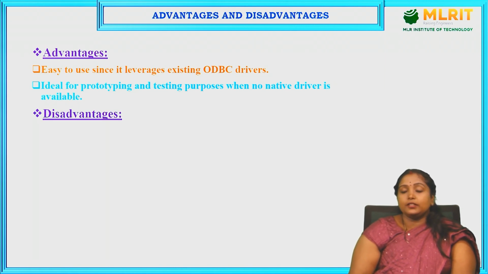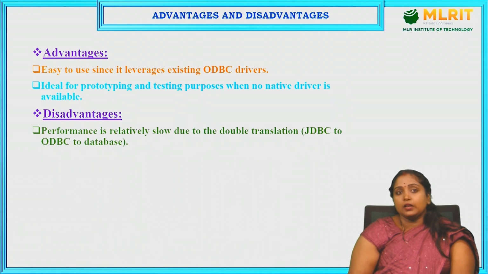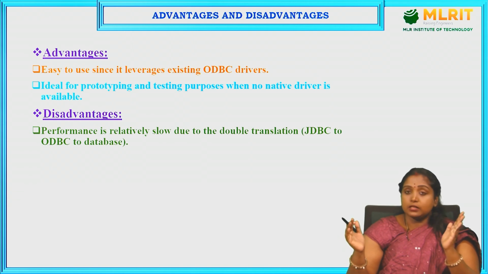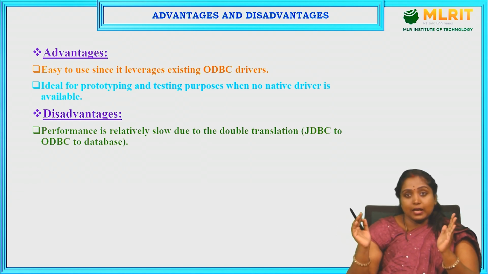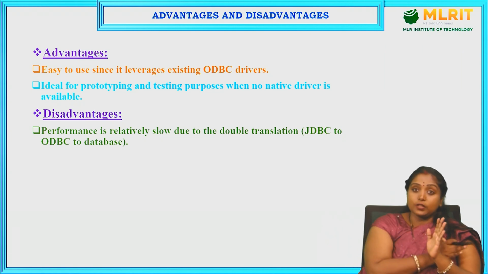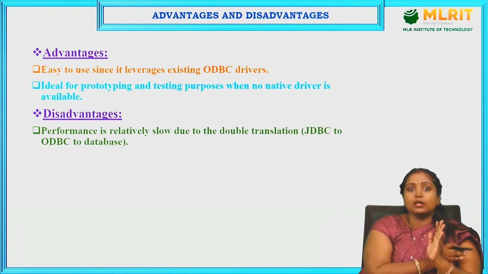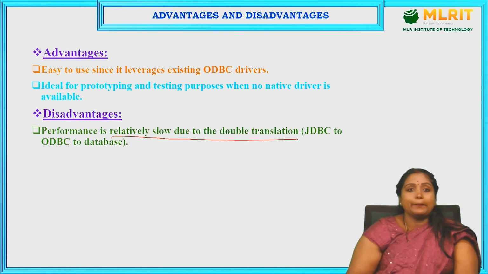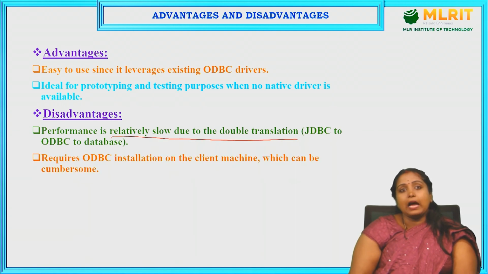Coming to the disadvantages, when you see the architecture, you can see there is a long process when connecting from Java to the database: JDBC to ODBC, and ODBC to the database. So the performance is relatively slow due to double translation. And the next one is that it requires an ODBC installation on the client machine, which is cumbersome.